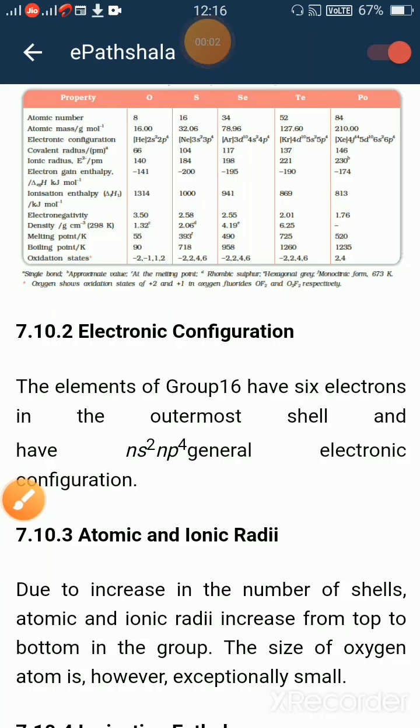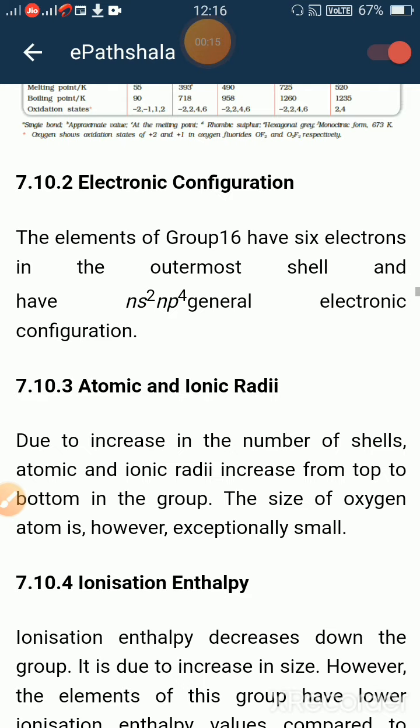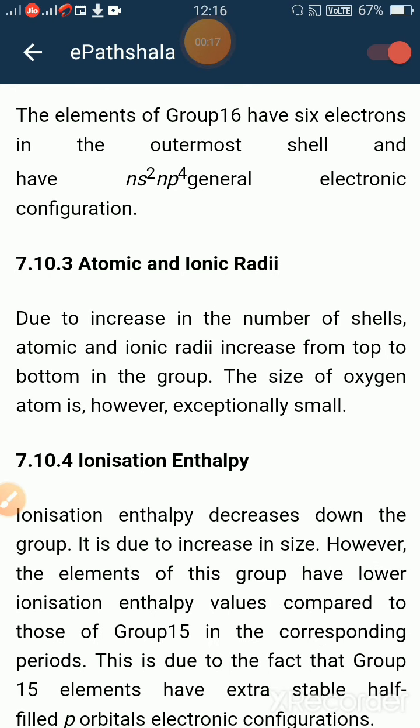Electronic configuration. The elements of group 16 have 6 electrons in the outermost shell and have ns2 np4 general electronic configuration. Atomic and ionic radii. Due to increase in the number of shells, atomic and ionic radii increase from top to bottom in the group. The size of oxygen atom is, however, exceptionally small.